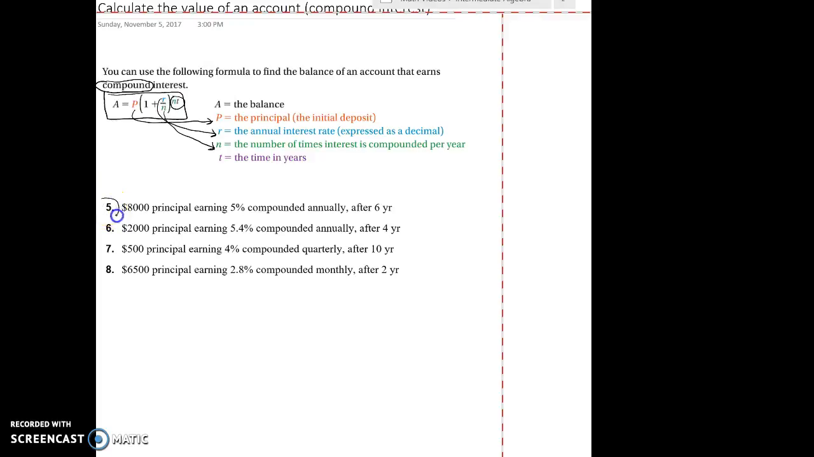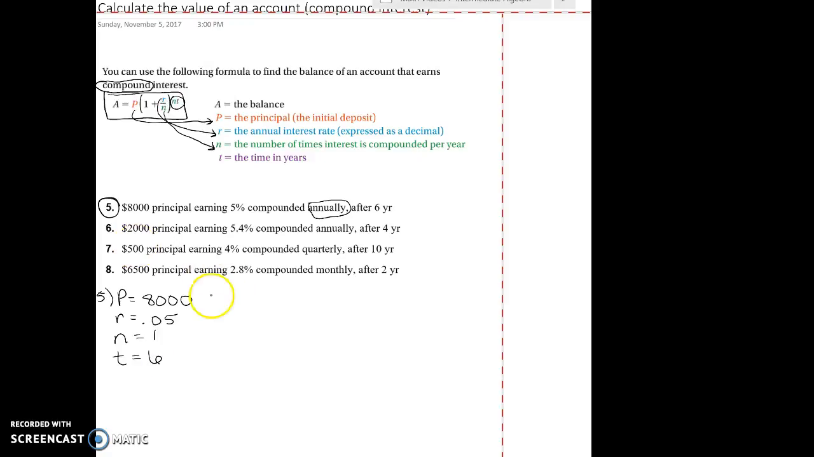So let's take a look at this first account, number 5. In number 5, we have $8,000 of principal. So P is going to be $8,000. I'm earning 5%. So that means my rate is going to be 0.05 because it's expressed as a decimal. It's being compounded annually. Well, annually means it's only being compounded once per year. So N is going to be 1 because it's only happening once per year. And it wants to know how much we have in our account after 6 years. So T is going to be 6 years.